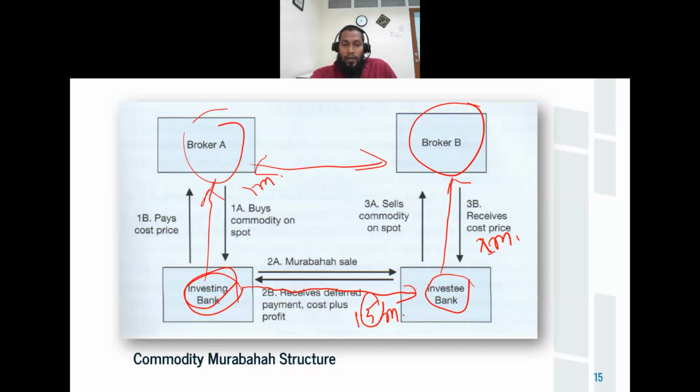But still, with the development of Bursa Malaysia Suq Sila commodity brokers that have real products and allow delivery in case of need, it is now better to use tawarruq using the commodity murabaha platform, the Bursa Malaysia Suq Sila platform.